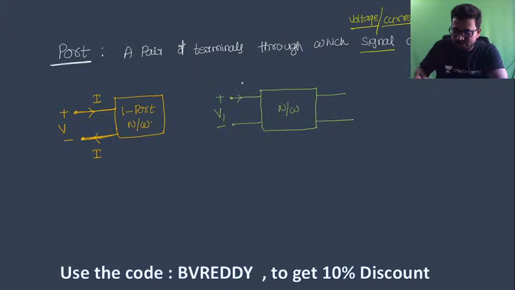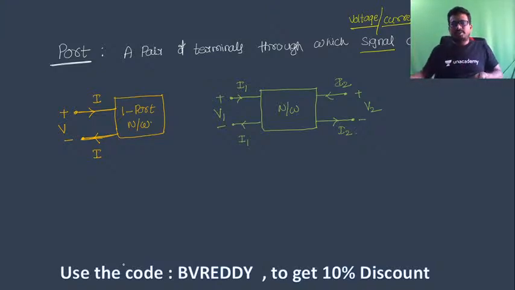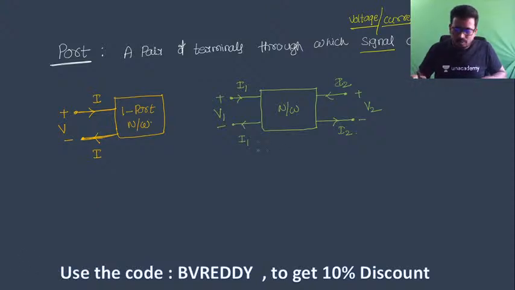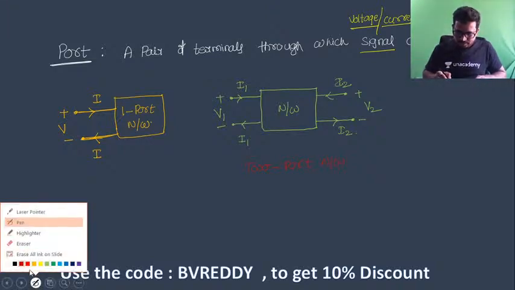V1. Let us say the signal can enter. Whatever the current is entering, the same current has to return to the negative terminal. And here this voltage I am calling V2, and this current I am calling I2. The same current has to leave. Now what should I call this? This is called a two-port network.